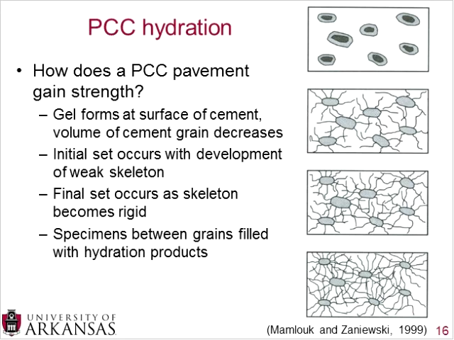And over time, the initial set transitions into what we call a final set, and that skeleton will become very rigid and strong, and that's where you get the strength for your pavement layers. And then the spaces between the grains are filled with hydration products. So you can see the grains in that lower picture. Connecting those grains are what are called hydration products, and that's what gives the structure and the strength to the Portland cement pavement.